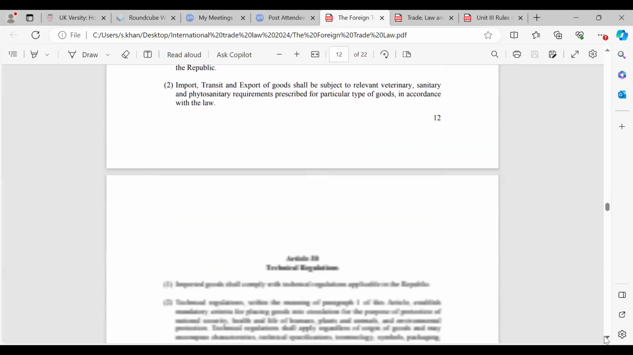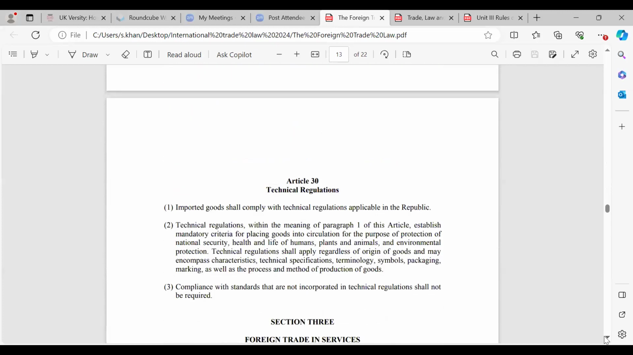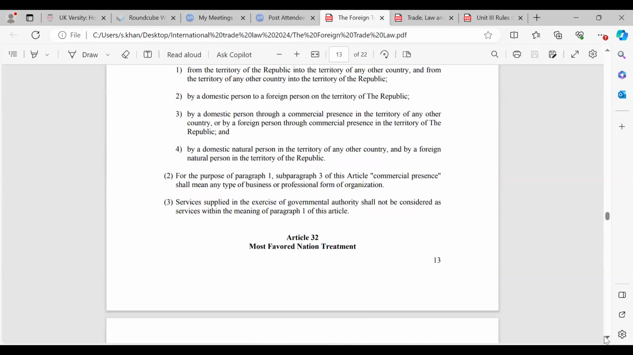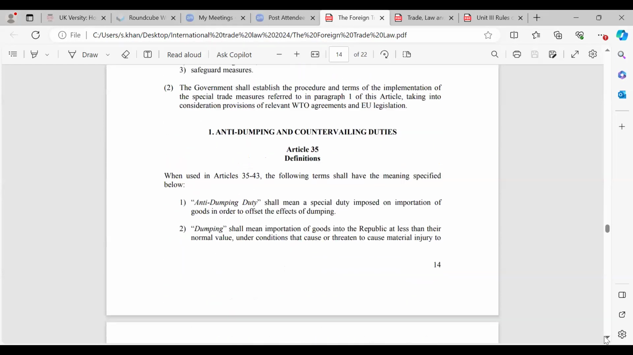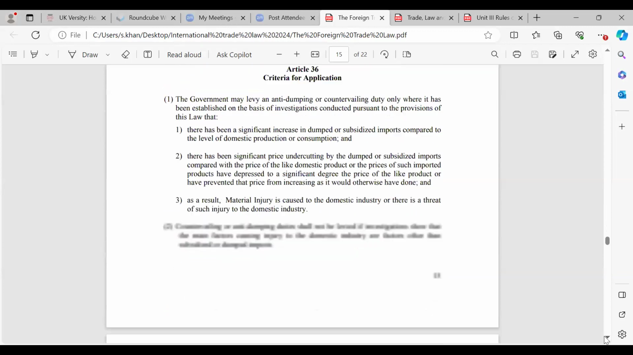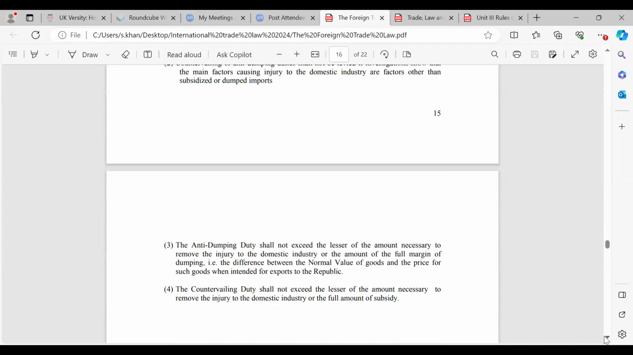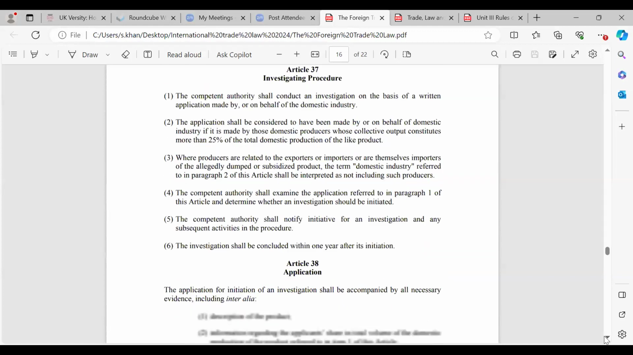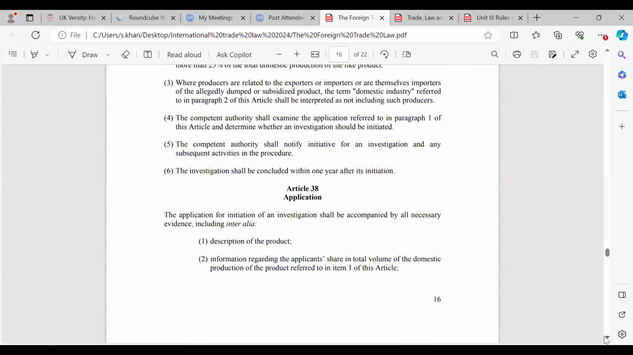It looks at special requirements, things like technical regulations, foreign trade services, this treatment and the definitions, general provisions. It looks at the articles within that. It looks at anti-dumping duty, and at investigation procedures. So this is quite interesting, so have a look at this article. Again, this article is 22 pages and it is on Moodle for extra reading for you to do.